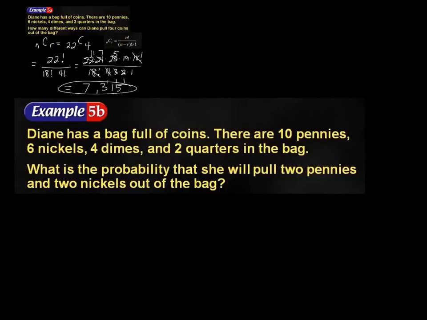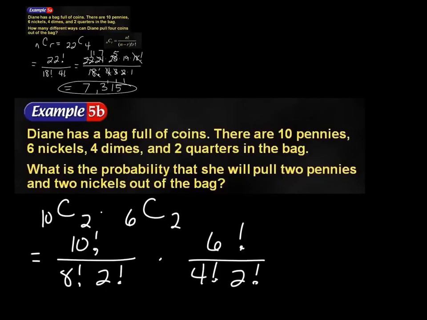Out of the same bag of coins, they want to know what is the probability she will pull 2 pennies and 2 nickels out of the bag. Okay, once again, it does not matter which 2 pennies or which 2 nickels she pulls out, so it's a combination. So I have combination of 10 taken 2 at a time and combination of 6 taken 2 at a time. And we're going to multiply them together using the fundamental counting principle to get our total. They like that combination formula so much, we're going to use it twice in the same problem.